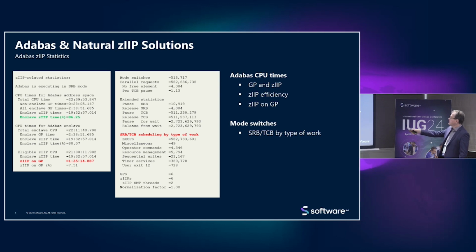So that's what we need to look at. CPU times, zIP efficiency, zIP on GP in this case, and if the zIP efficiency is below 80, I would say there is room for some improvement on that. In this particular case, also just to mention to you, we also print the zIP normalization factor, which is a very important metric for us, because it tells us how fast is your zIP compared to your GP. So in this case, it's a 1-to-1. So zIP is just as fast as CP.